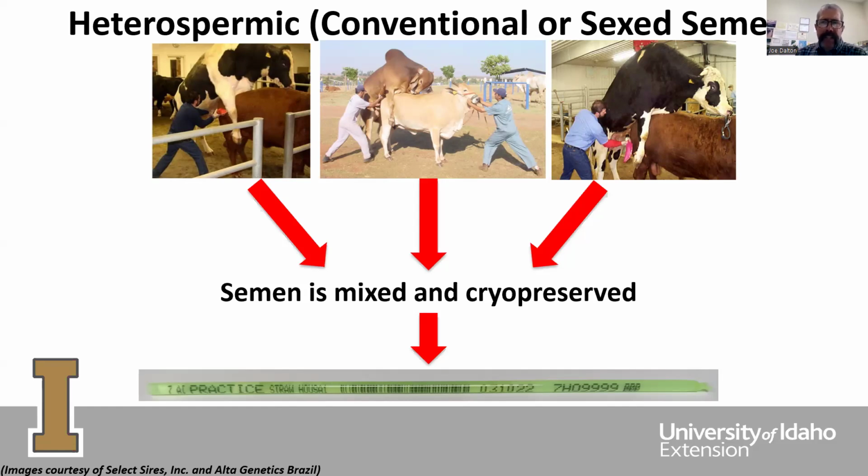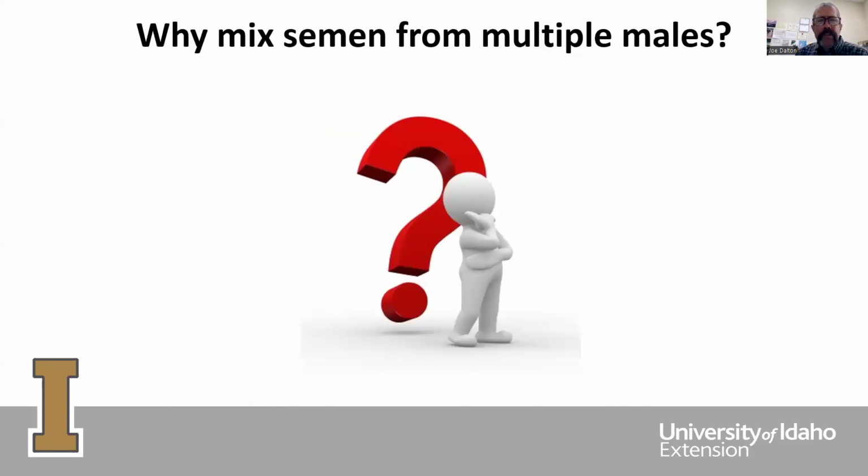Now, the difference with this straw is that it is going to have mixed or pooled semen within it. It will have sperm cells from each bull that you see here, again, ideally in equal numbers. So this would be a mix. This would be a heterospermic dose, or some people call it pooled semen. So now the question is, why would we want to do this? Why mix semen from multiple males?